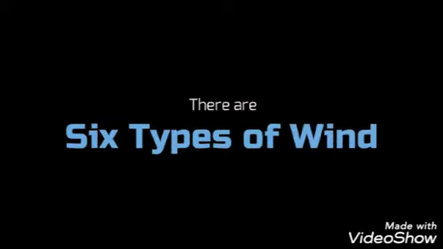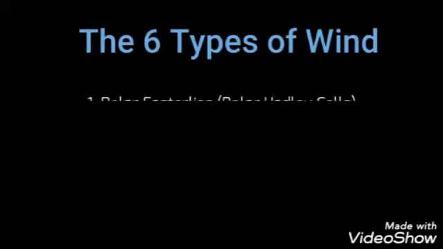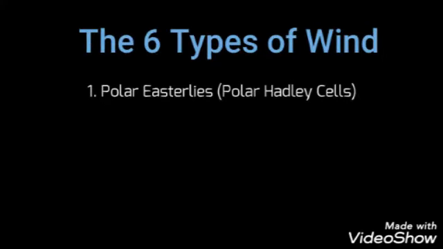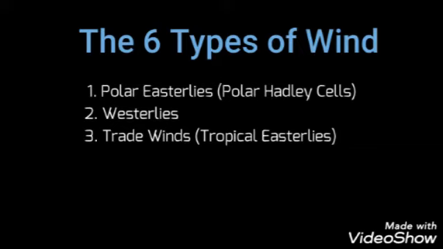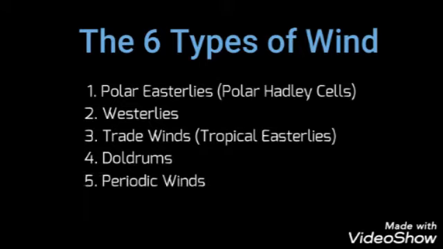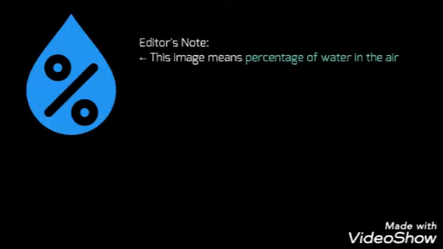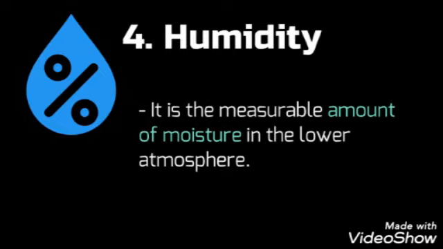There are six types of wind. 1. Polar easterlies or polar Hadley cells. 2. The westerlies. 3. Trade winds or tropical easterlies. 4. The doldrums. 5. Periodic winds. And 6. Local winds. Humidity is the amount of water vapor in the atmosphere. It is the measurable amount of moisture in the lower atmosphere.